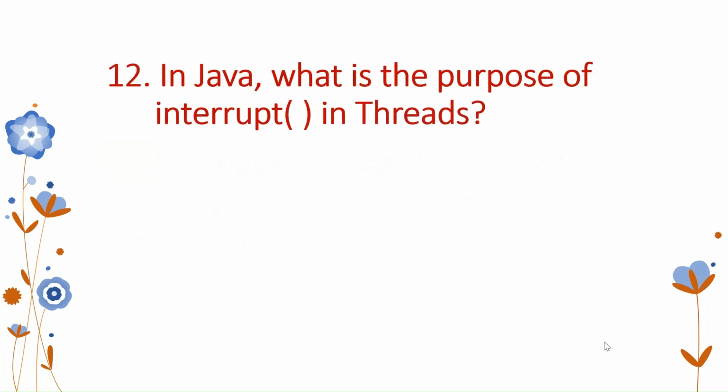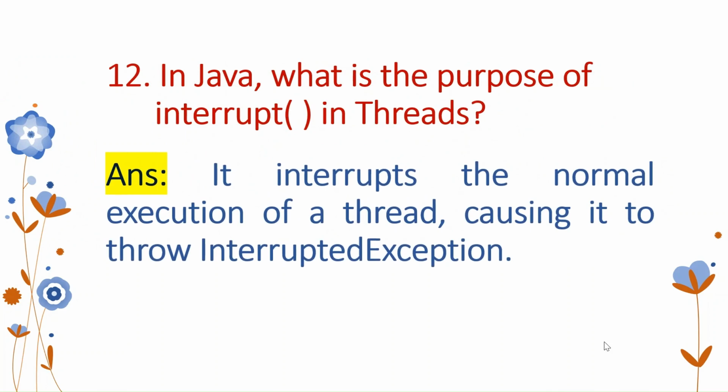In Java, what is the purpose of the interrupt method in threads? It interrupts the normal execution of a thread, causing it to throw an interrupted exception. So if any problem occurs, the interrupt rises and the normal execution of the thread is going to stop. And it throws one exception called interrupted exception.